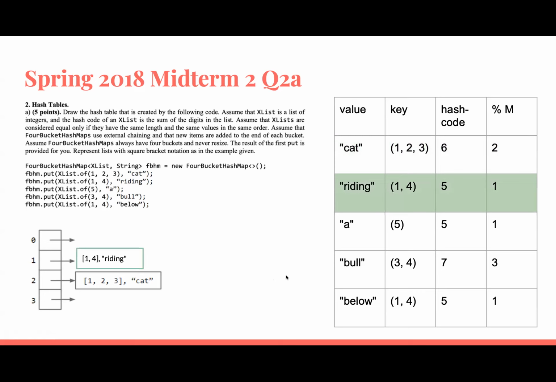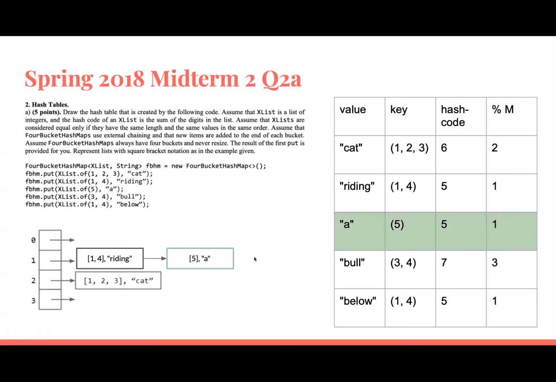The second value is writing with the key 1, 4. And we got the hash code 5. And 5 mod 4 is 1. So it was inserted in index 1. The next value is A with the key 5, and then we do 5 mod 4 to get 1. And here we have the hash table, which uses separate chaining. So this was inserted after writing in index 1.